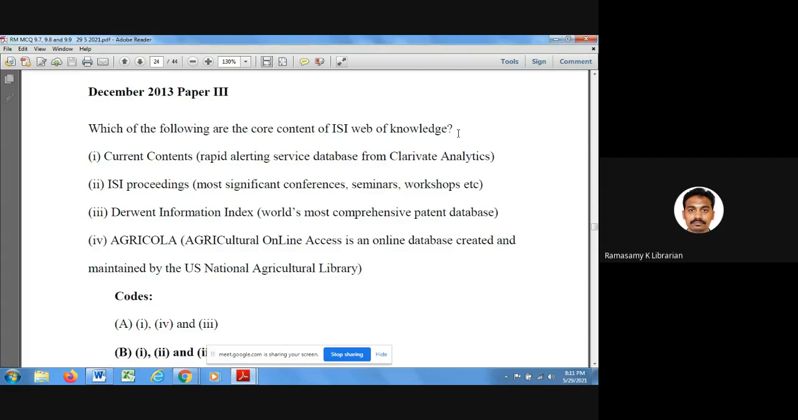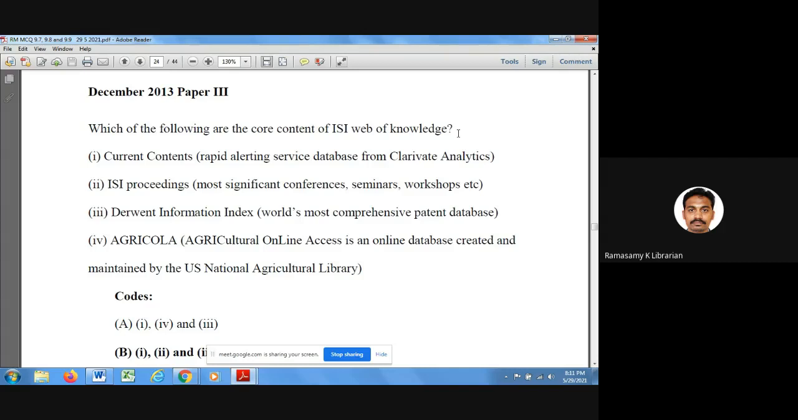Then comes ISI Proceedings. All the very important conferences, seminars, webinars taking place around the world are noted, abstracted and included in ISI Proceedings. Fine. And thirdly, Derwent Innovations Index. See, Derwent is the world's very popular patent database. So you can access the Derwent database in Web of Science. So 1, 2, 3, all are the core content of Web of Knowledge.